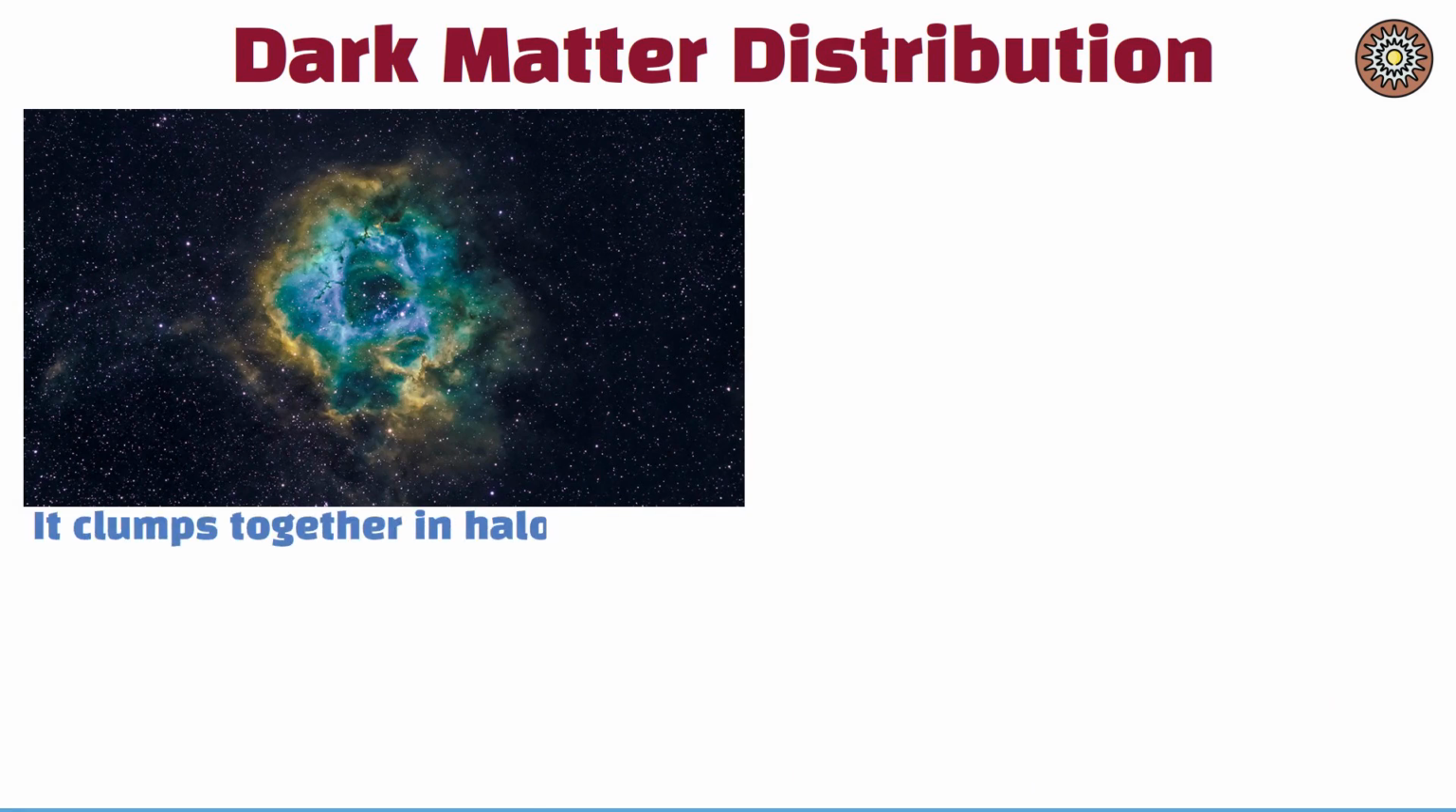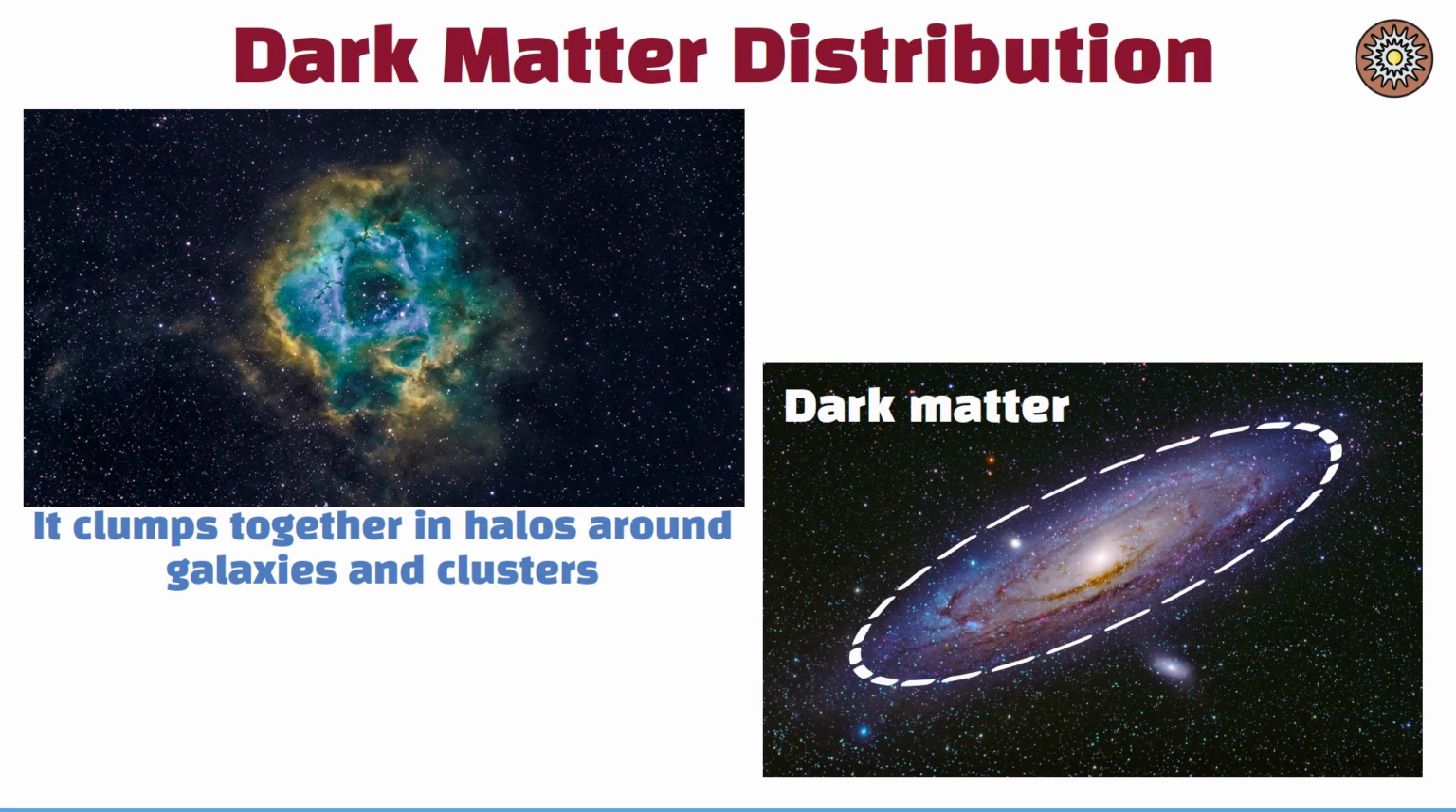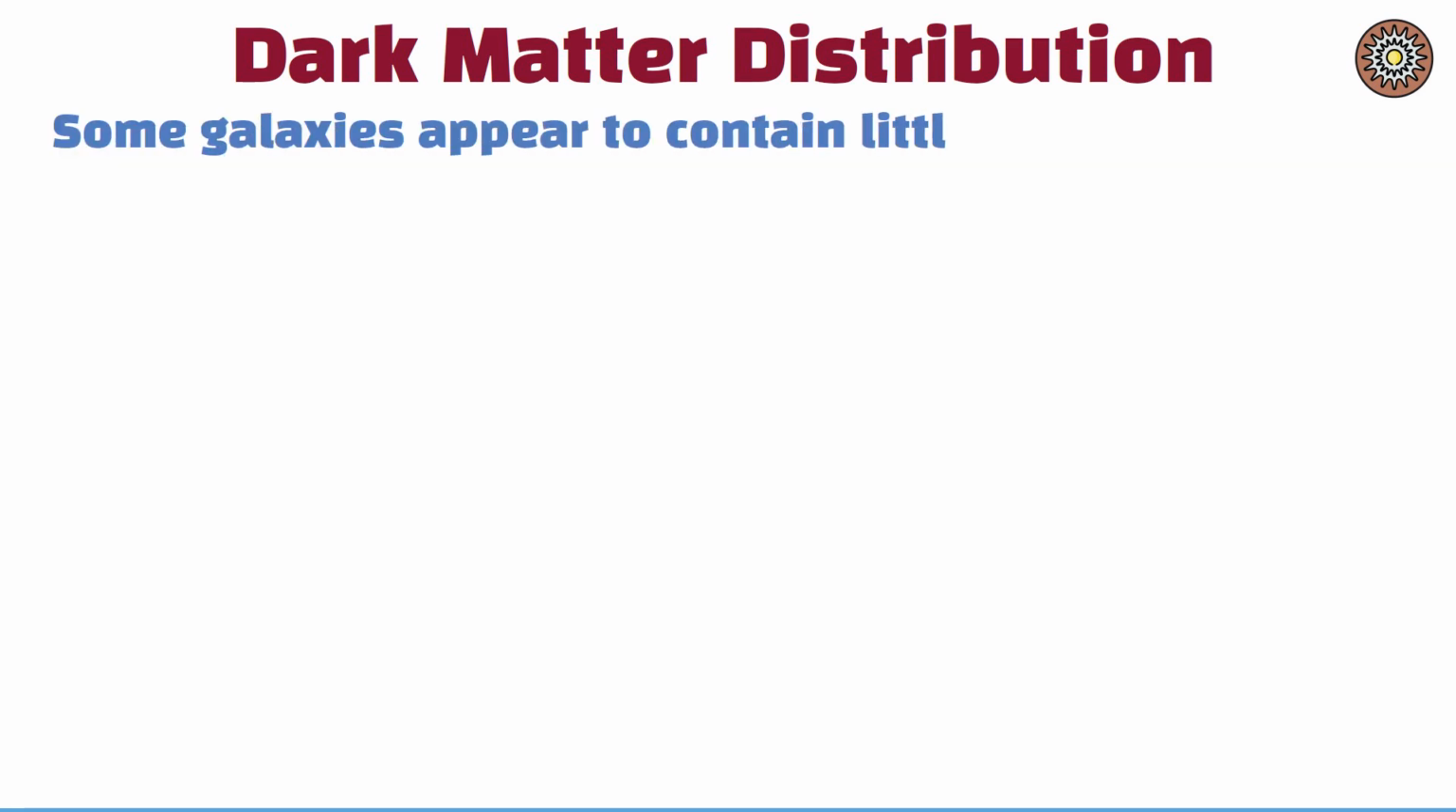It clumps together in halos around galaxies and clusters. Our Milky Way sits within a massive dark matter halo extending far beyond the visible disk. Interestingly, some galaxies appear to contain little or no dark matter.